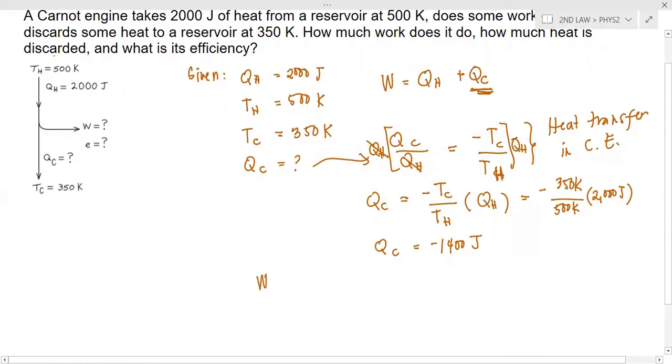We will now be able to calculate for work by adding QH and QC. So this is 2000 joules plus negative 1400 joules, we'll obtain 600 joules. So this is now our value for the work.